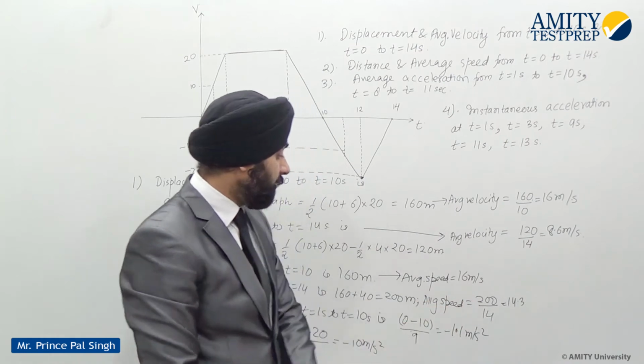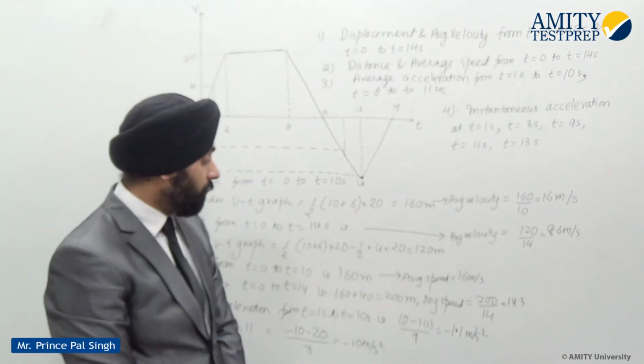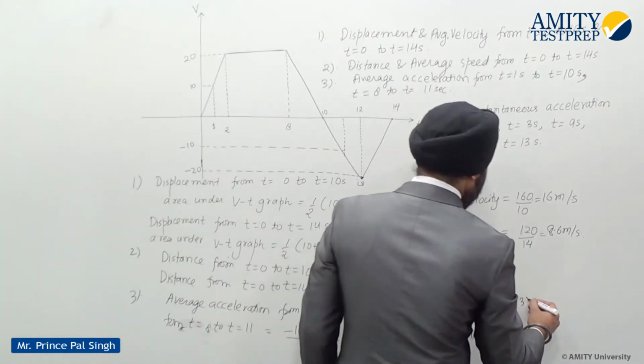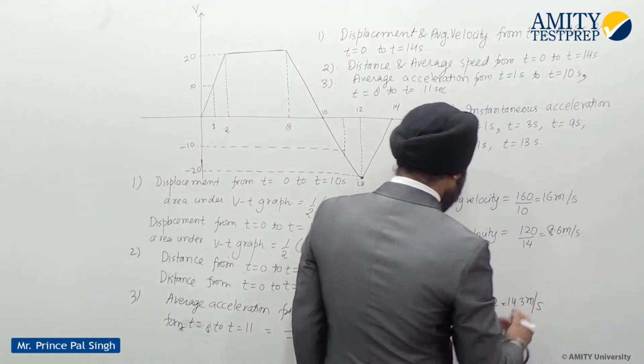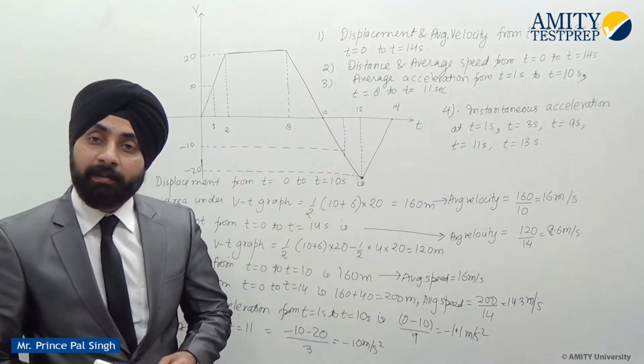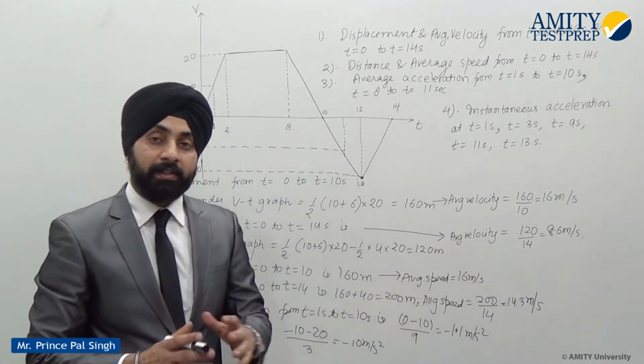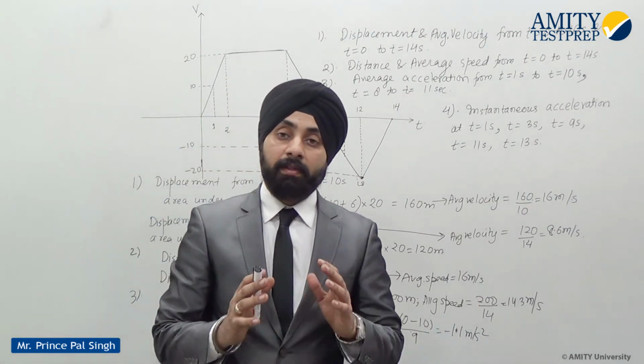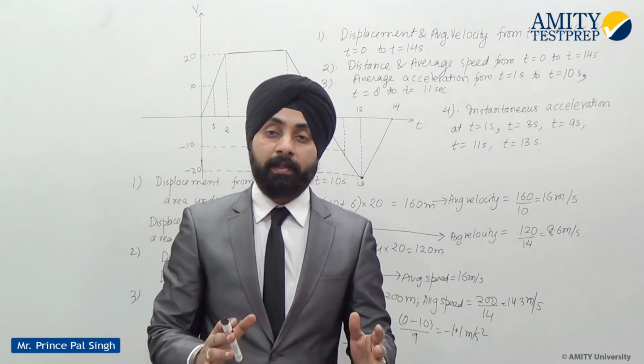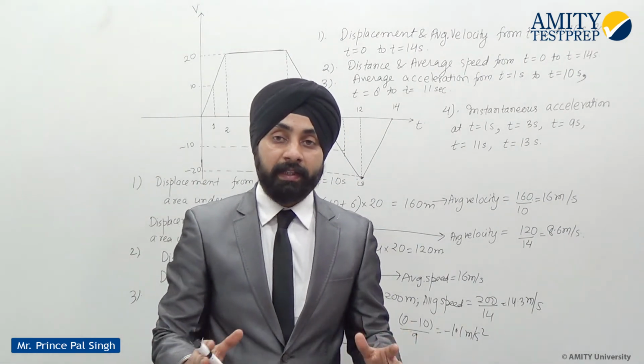If we divide it by 14 seconds, we get 14.3 meters per second. So this is the average speed of the particle, 14.3 meters per second. On an average, the particle has travelled at a speed of 14.3 meters per second during these 14 seconds.